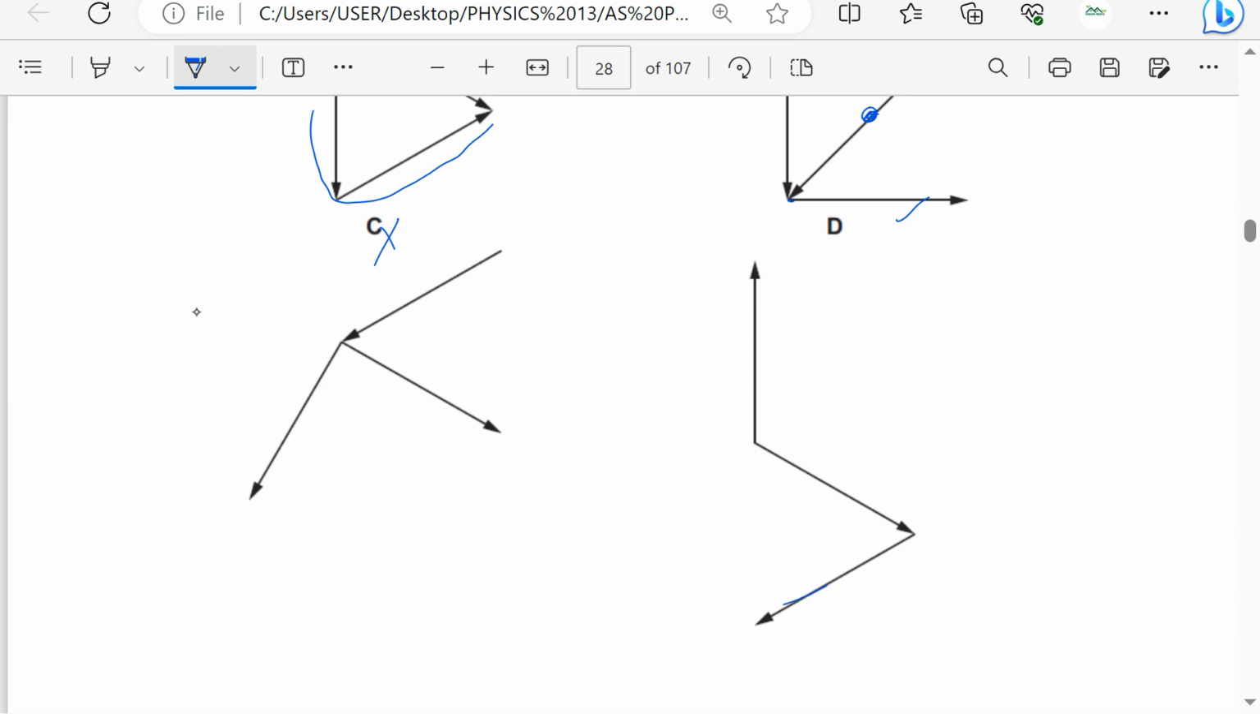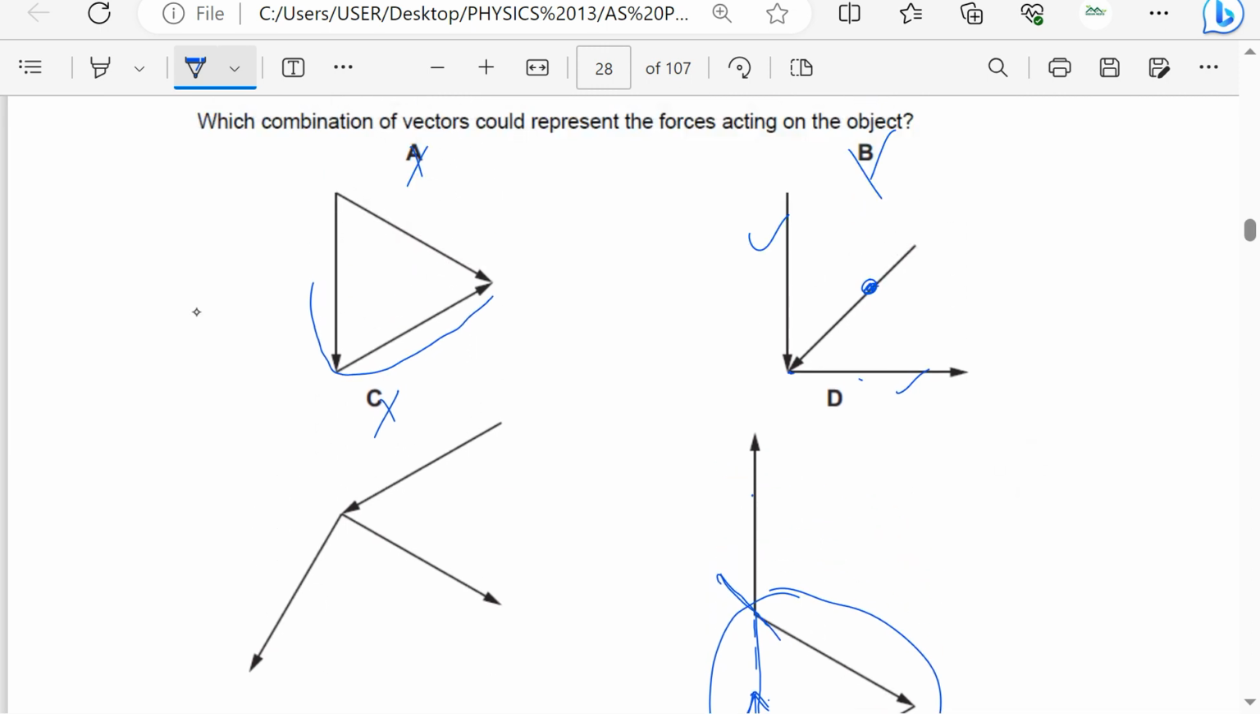Then these ones, this is in this direction. On its head, we have added this, so I can prolong this one. If I bring this one down here, then I have a closed triangle. This is now a closed triangle moving clockwise. So these are forming what we call a closed triangle. That means they could be acting on a body which is in equilibrium. So the answer here is going to be D.